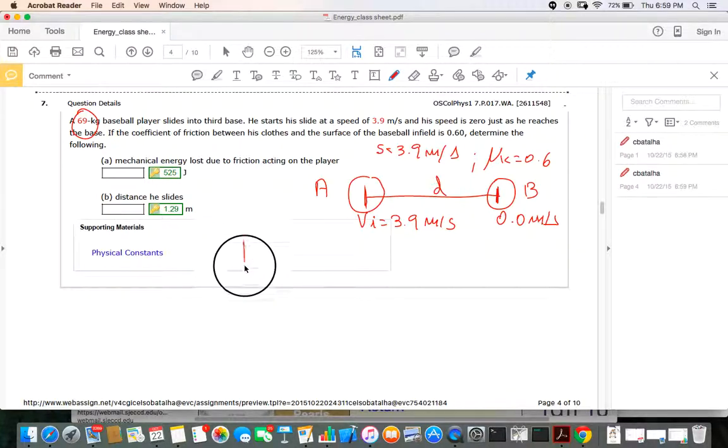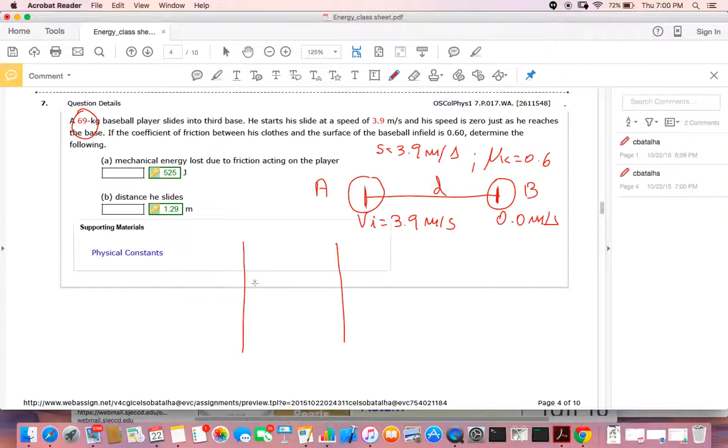We have two positions or two situations, two different configurations, A and B. A is when the player starts sliding, B is when he stops at the base. And then you go down the energies that you have at that moment, right? How about kinetic energy? Does he have kinetic energy at point A? Oh, certainly he does.